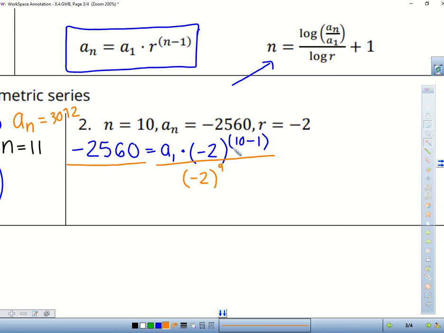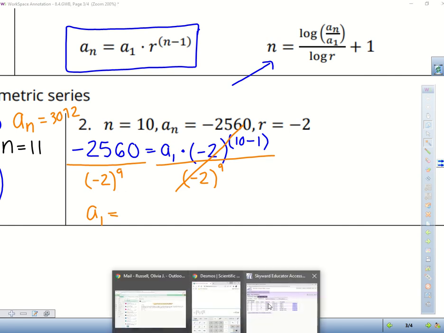Everybody see how I'm able to simplify that to the 9th power? 10 minus 1. That's where that's coming from. I'm just, instead of writing it out as a whole new step, doing it this way so I can save space. Now this can cancel out, and A sub 1 is going to be equal to whatever this division is.